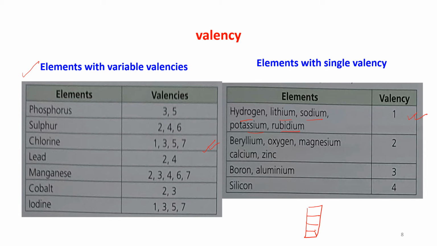Beryllium, oxygen, magnesium, calcium, zinc, they all are coming in a different group altogether. Their valencies are 2. Boron, aluminium, their valencies are 3. And silicon, valency is 4.